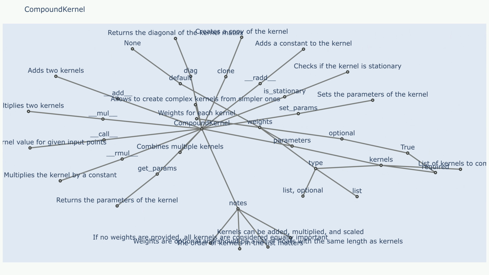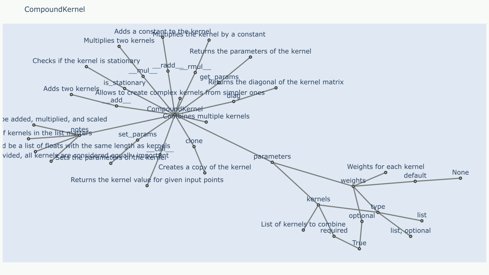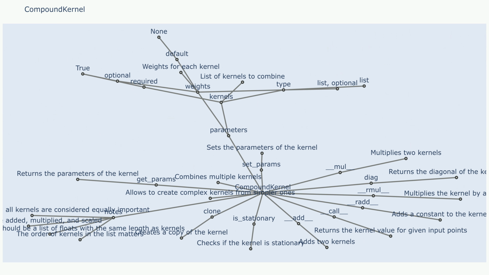Multiplication. Combining kernels with times creates a product of their individual contributions. This captures interactions between the features captured by each individual kernel. Product. The Product class allows for a more flexible product combination where you can specify weights for individual kernels. Sum. The Sum class offers a flexible addition combination where you can specify weights for individual kernels.